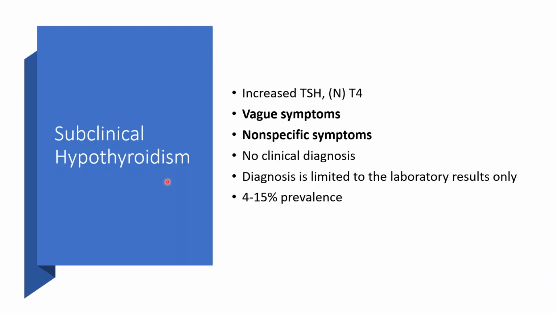Okay, subclinical hypothyroidism. Here you are going to find increased TSH with normal T4. The symptoms will not be so critical, will not be so exact, it will be vague. And the symptoms will be non-specific. So that's why we call it subclinical. So, no clinical diagnosis here. The diagnosis is limited to the laboratory results only, giving us increased TSH. It is about 4 to 15% in prevalence.